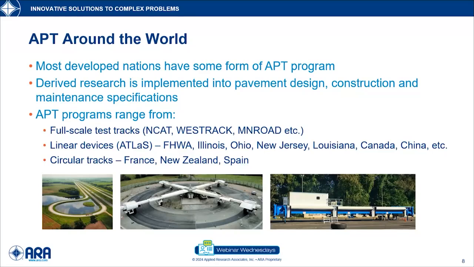So just a few examples of APT programs out there are full-scale test tracks. We all know NCAT, WestTrack, MnRoad, well-known full-scale test tracks that have been operating for several years. Linear devices, APT programs using, for example, Atlas technologies such as FHWA, Illinois, Ohio, New Jersey, and others. And circular tracks. Those are very unique, not well used in many countries, but at least there's a few, such as the one in France, the LCPC, New Zealand, and Spain as well.